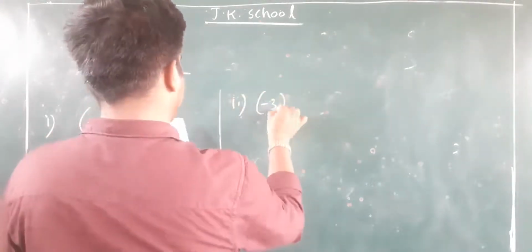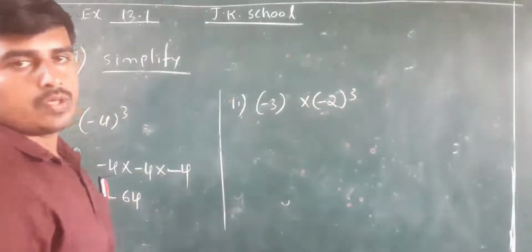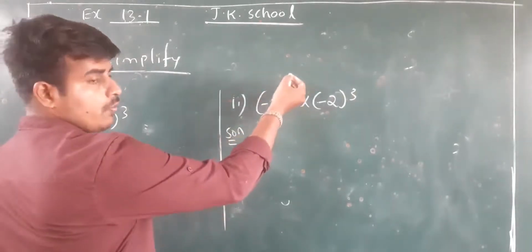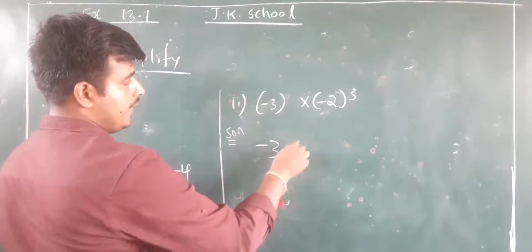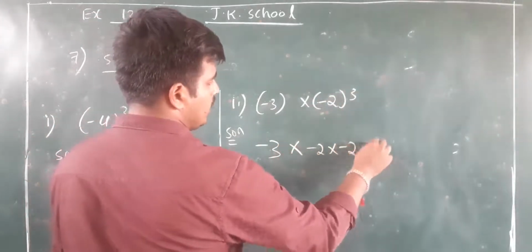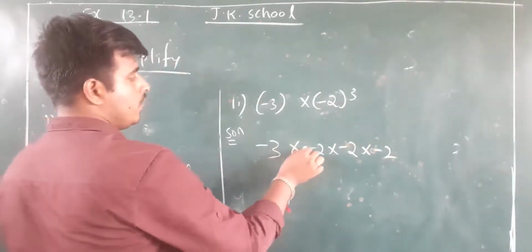Second, minus 3 into minus 2 cube. How to solve this? Solution. There is no power and there is plus outside, so minus 3 will come outside, into minus 2 cube, which means minus 2 into minus 2 into minus 2. Now you solve it. Minus into minus is plus.